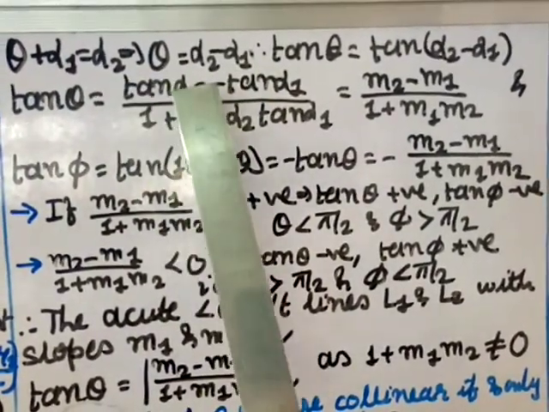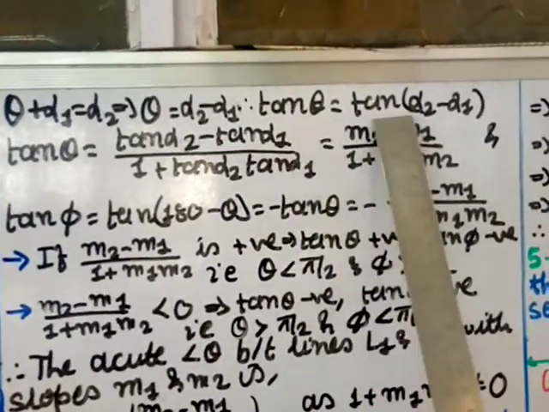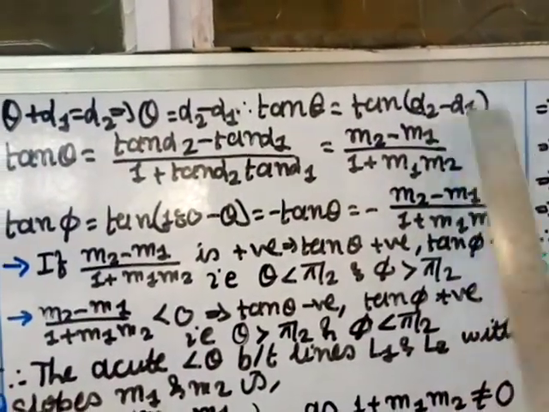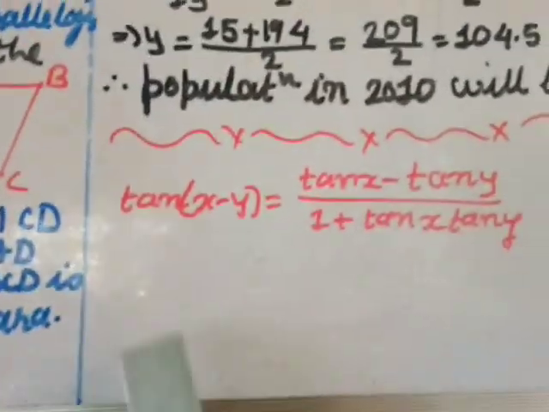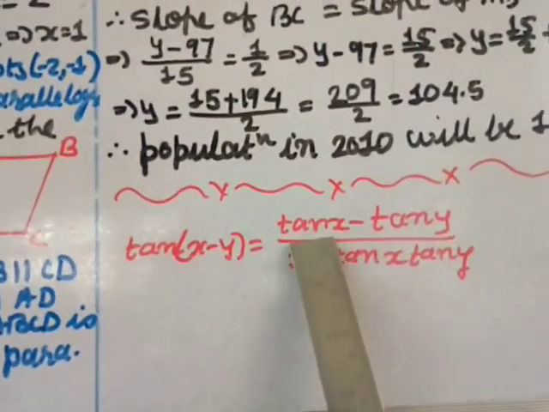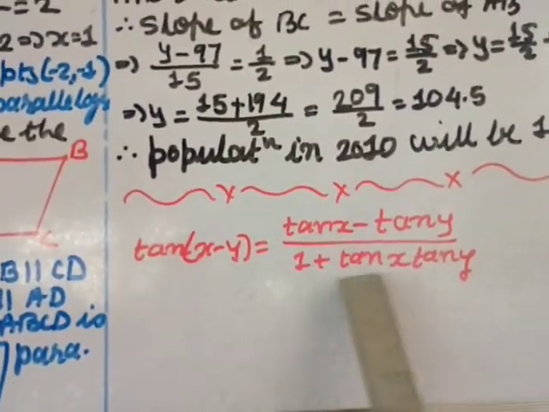Take tan on both the sides. So you get tan theta equal to tan of alpha 2 minus alpha 1. Now I'll expand this using the formula for tan of x minus y. So tan of x minus y is equal to tan x minus tan y divided by 1 plus tan x tan y.